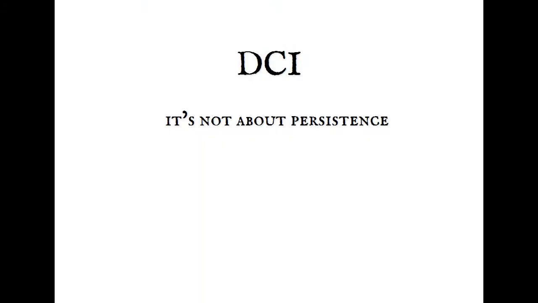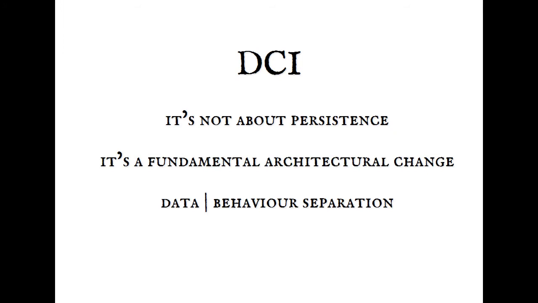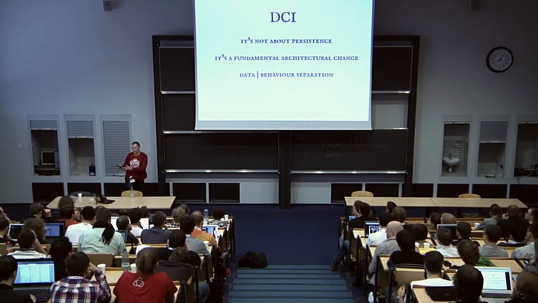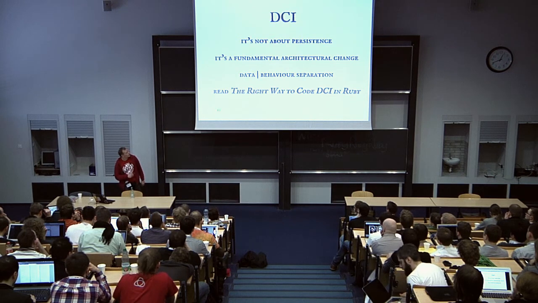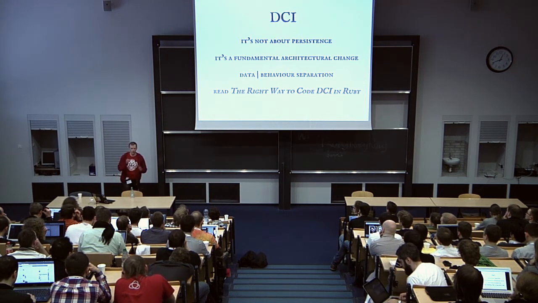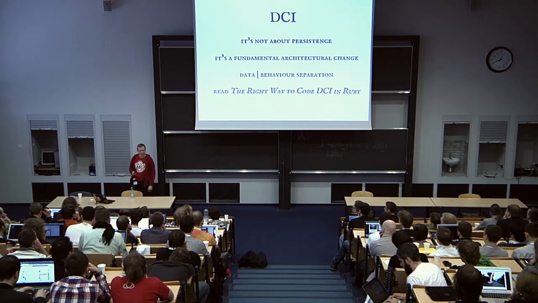So what I get from DCI is that it's not really about splitting out persistence. It's a different architectural idea, that you have separate data and separate behavior. And then you marry it in a way that for that data, you give that behavior, and you execute it in this given context. And you should really read the right way to code DCI in Ruby, and then you should go and read all of Andrzej's blog and all of Nick's blog and Jim's, right?